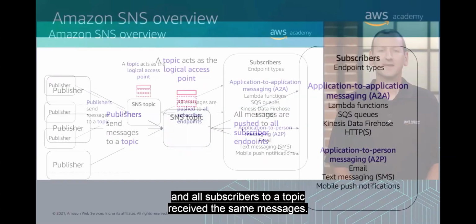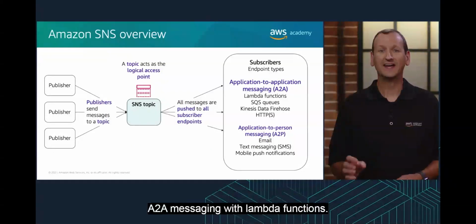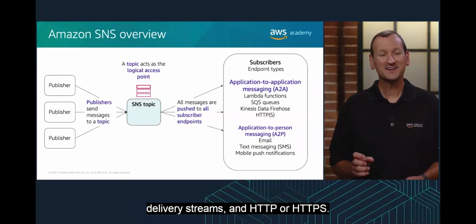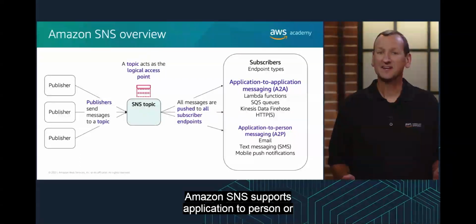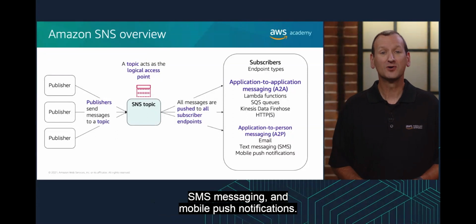Amazon SNS supports application-to-application, or A2A, messaging with Lambda functions, SQS queues, Amazon Kinesis Data Firehose delivery streams, and HTTP or HTTPS. Amazon SNS supports application-to-person, or A2P, messaging using email, text, or SMS messaging, and mobile push notifications.